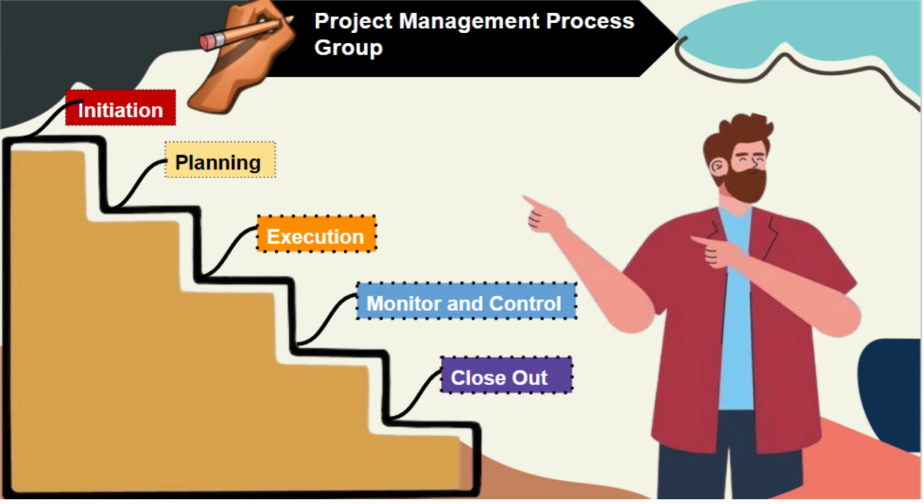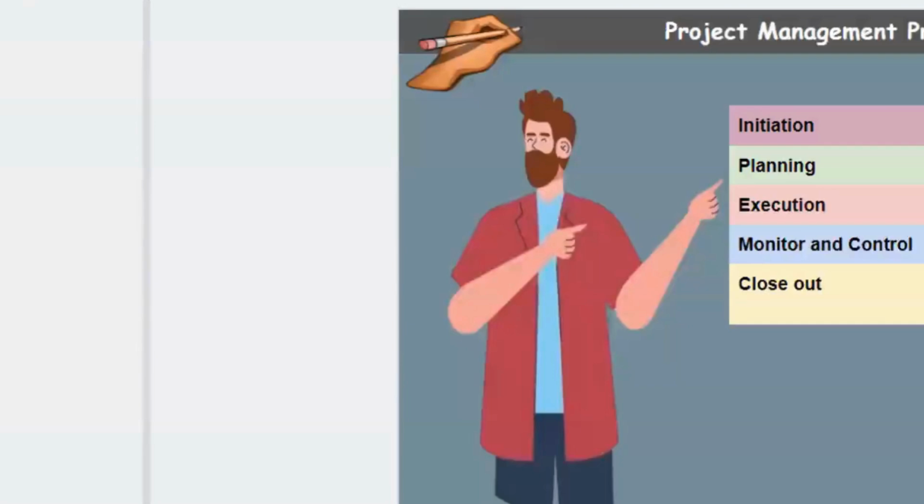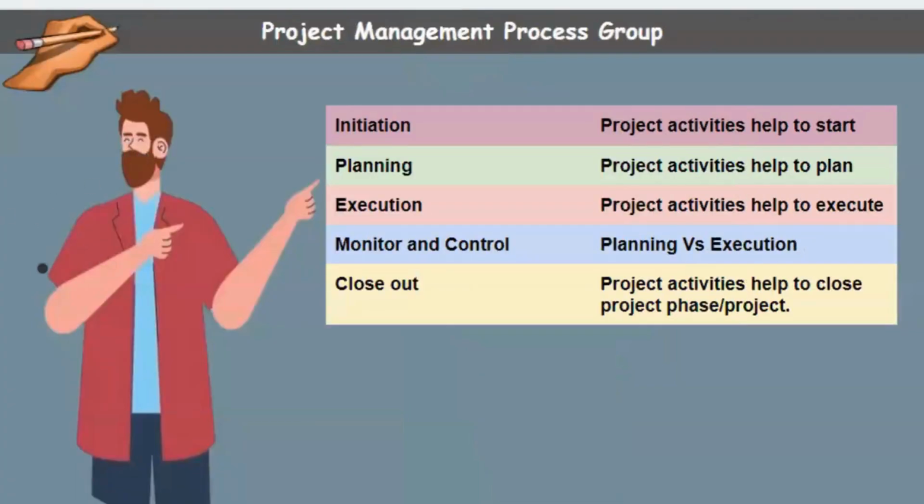So in part 1, we discussed more about project phases and all the project activities which we do in the project phase to complete a project phase. Those activities are categorized into 5 process groups basically. First was initiation, second is planning, third is execution, fourth is monitor and control, and fifth is closeout. So now let's see what this project process group actually means in detail.